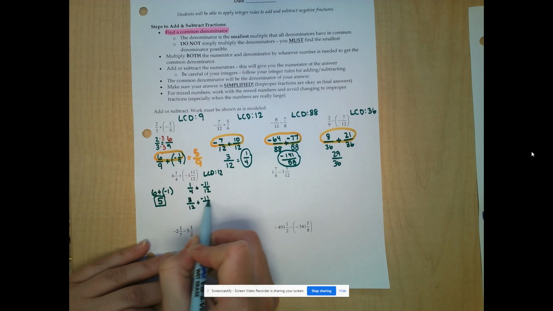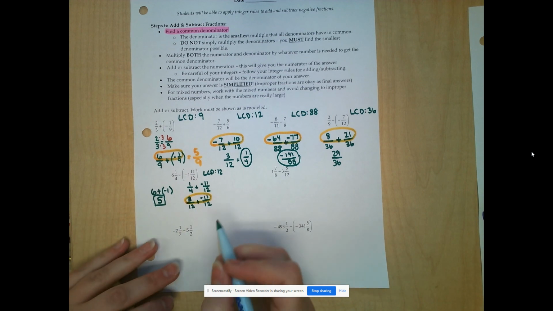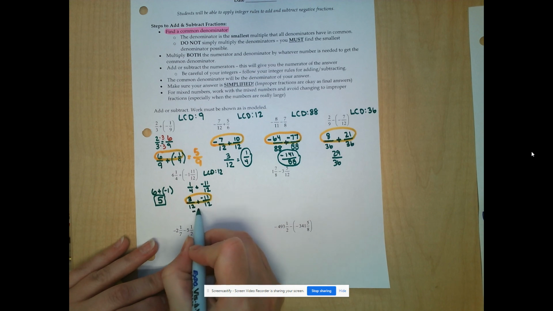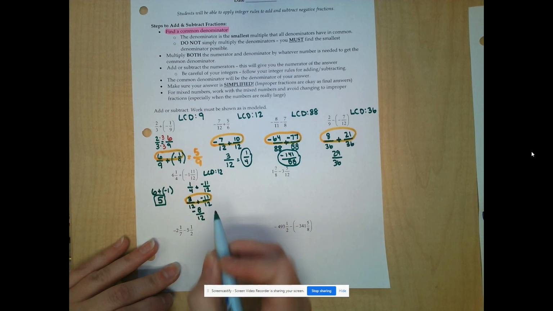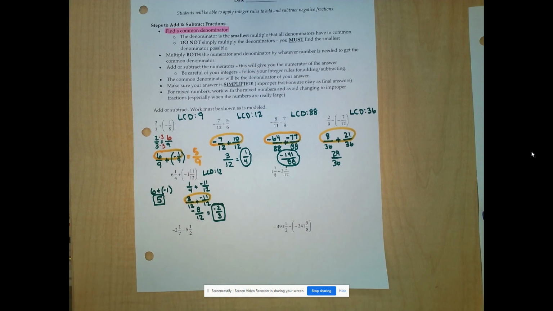Plus negative 11/12. And I'm going to combine the numerators now that the denominators are the same. I've got more negatives than positives, and that is negative 8/12. However, not lowest terms, negative 2/3. Now, you're going to say, oh, I'm done. You're so close to done.